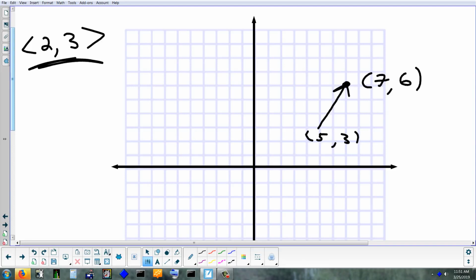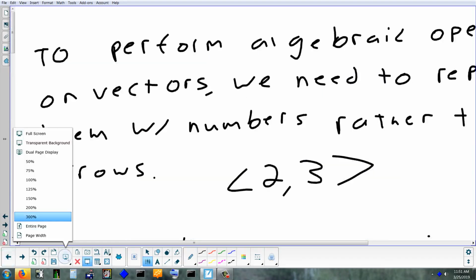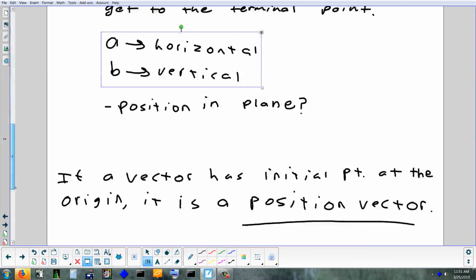Does anybody see what you can do with those coordinates to somehow get the answer 2, 3? Subtract them. Which order? Should I do the terminal minus the initial or initial minus terminal? Terminal minus initial. 7 minus 5 gives me 2. 6 minus 3 gives me 3. So that's how you do it. Terminal minus initial.